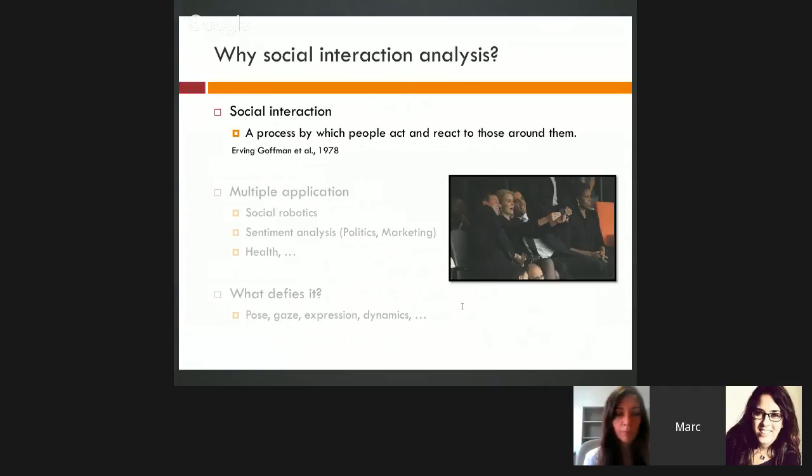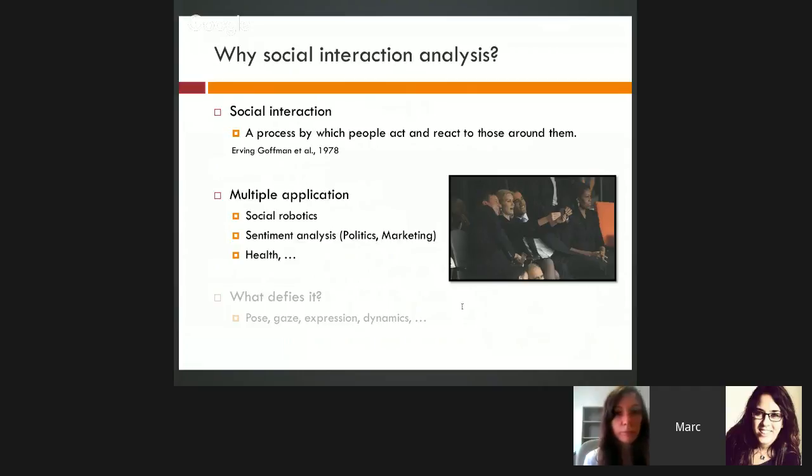So let me start with the definition of social interaction. What does it mean? Social development in 1978: social interaction is a process by which people act and react to those around them. And it has multiple applications. It can be useful in the design and implementation of social robotics. It could be useful in politics and marketing because sentiment analysis is very important. This can have applications in health and so on.